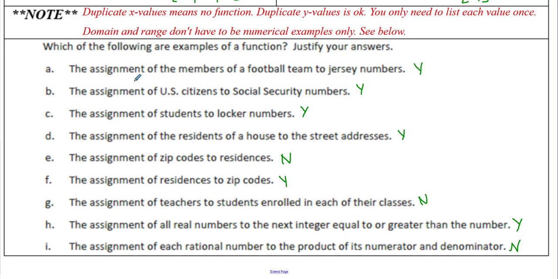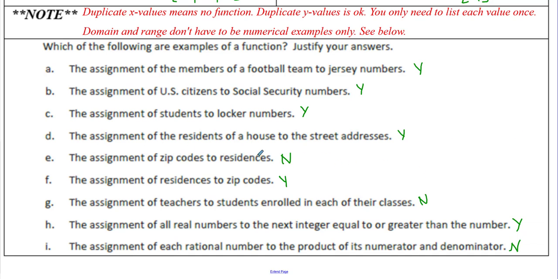Okay, what about citizens to social security numbers? Each person only gets one social. You're not walking around with 5 social security numbers. What about students to locker numbers? We're not going to have 5 kids sharing the same locker number. So let me do one of the no's.